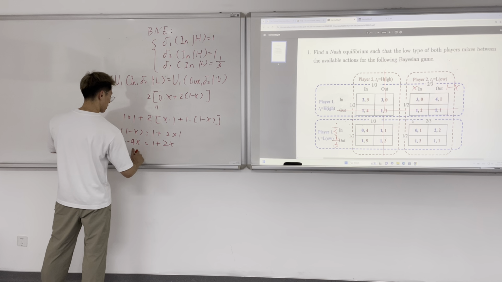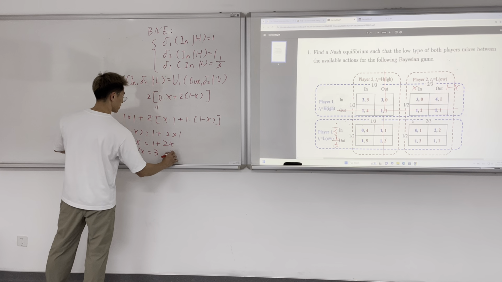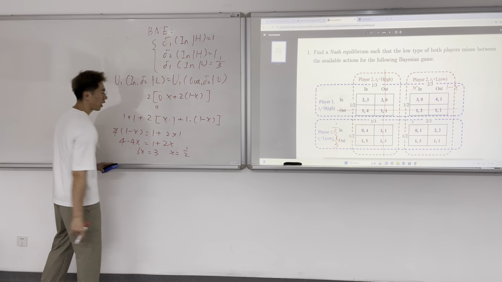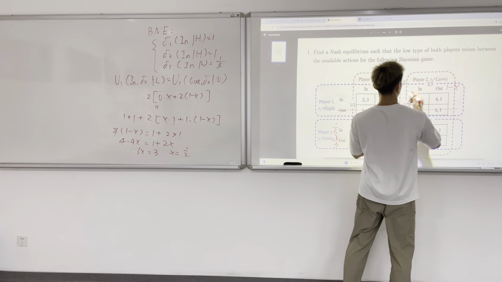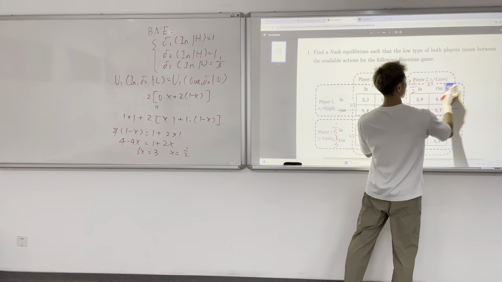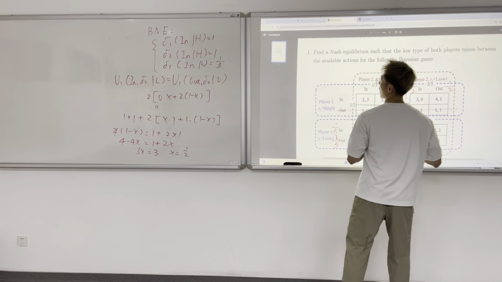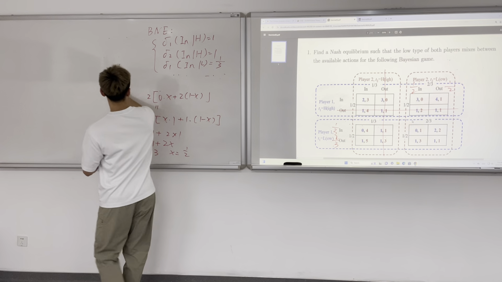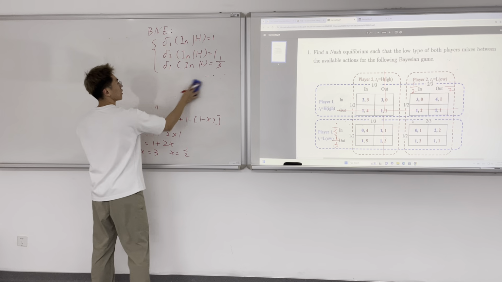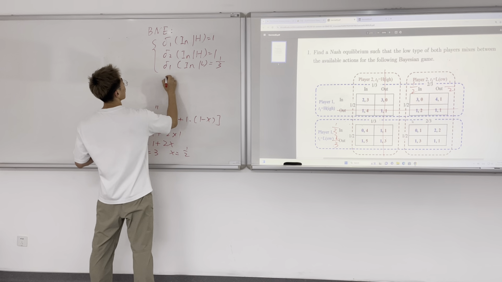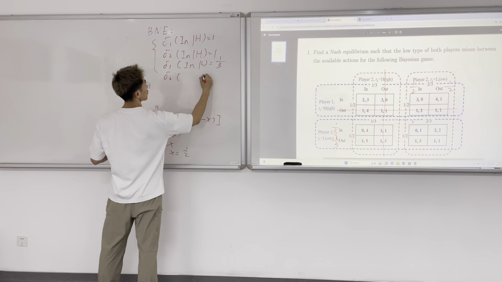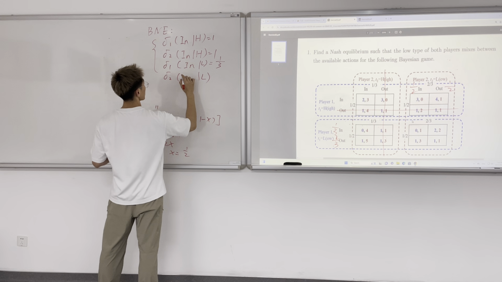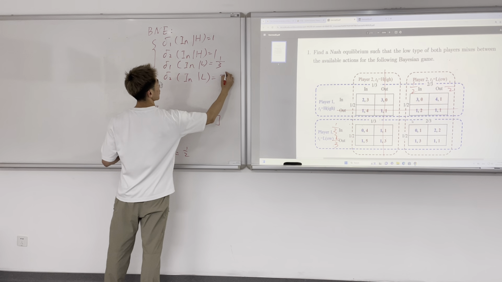And this is 6x equals to 3. So x equals to a half. Right? This is a half. And this is also a half. And the result is here. For low type player 2, its possibility of playing in equals to a half.